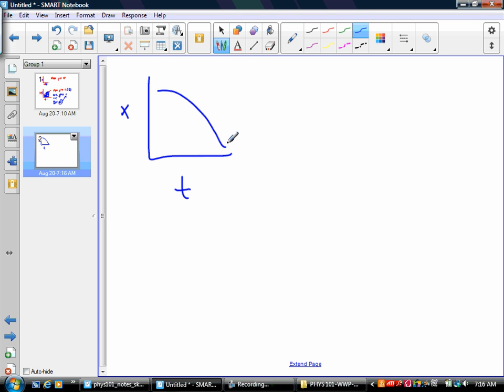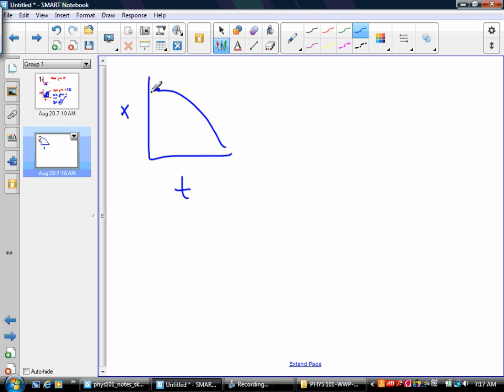Is the velocity positive or negative? Is it increasing or decreasing? Is the acceleration positive or negative? So first, is the velocity increasing or decreasing? And in particular, I want to know, is it speeding up or is it not speeding up? So instead of velocity, I'm going to say, is the speed increasing or decreasing?